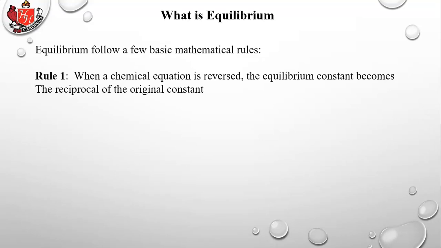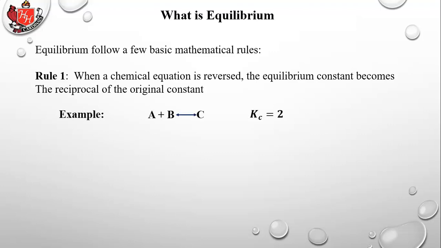So equilibrium follows a few basic mathematical rules. Now you remember when we did Hess's law, we had some rules. If you multiply an equation by 2, then you multiply the enthalpy by 2. If you reverse the reaction, then you change the sign. These look like that in a way, but they're totally different. So don't get these confused with the rules for Hess's law. So rule 1, when a chemical equation is reversed, the equilibrium constant becomes the reciprocal of the original constant. Again, don't think too hard about why this is. Just learn these rules, and the best way to learn them is by practicing a number of problems, okay?